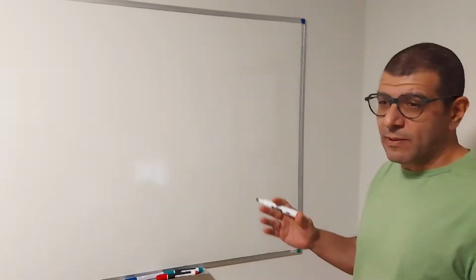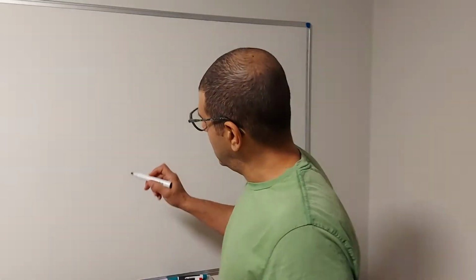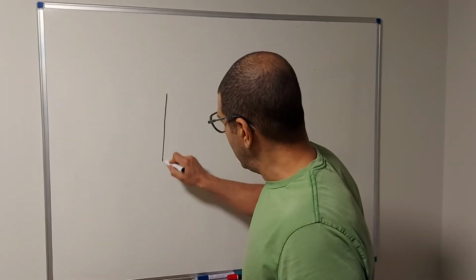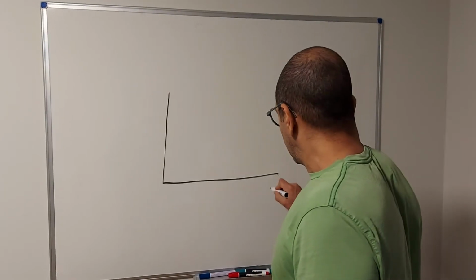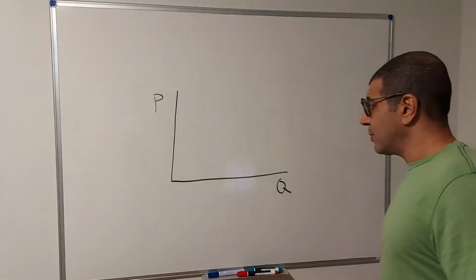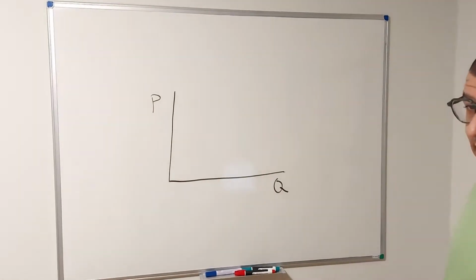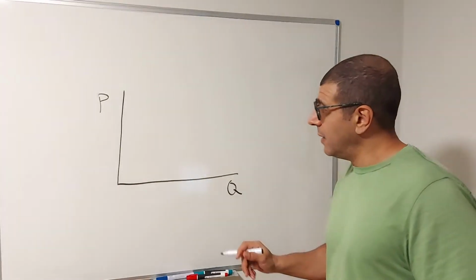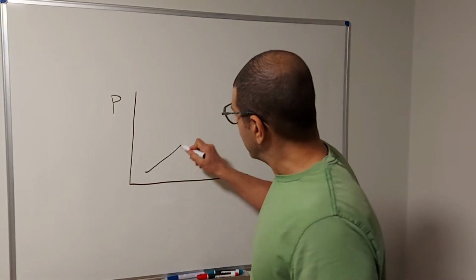So we're going to start with the most basic things, which is demand and supply in economics. And demand and supply basically is a graph that shows the relationship between price and quantity demanded or quantity supplied. Okay, so we'll start with the supply curve, very simple.